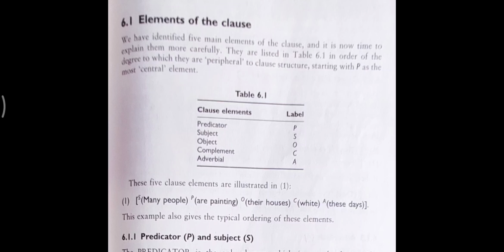Are there any peripheral, क्षुल्लक गोष्टी काही आहेत का त्याच्यामध्ये क्लॉज स्ट्रक्चरमध्ये?